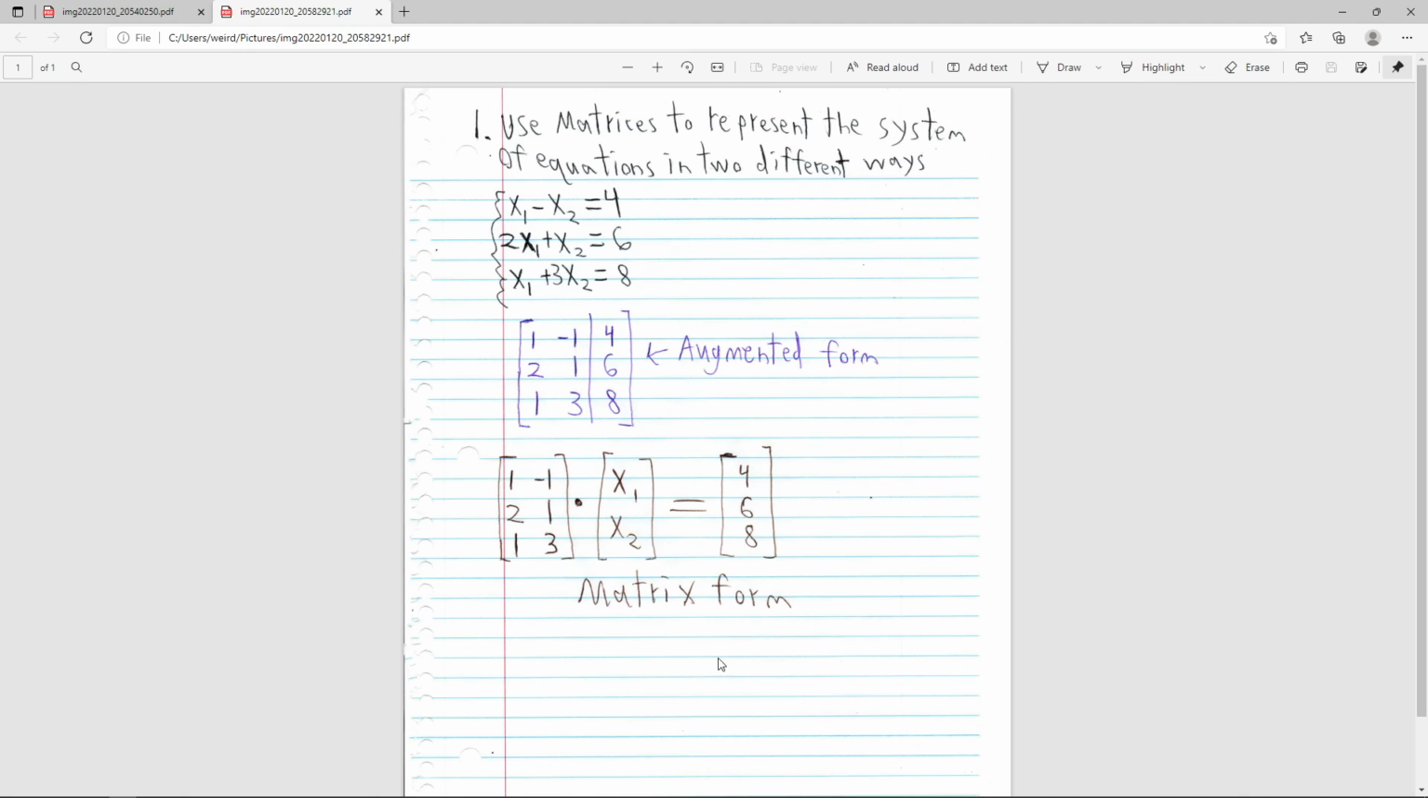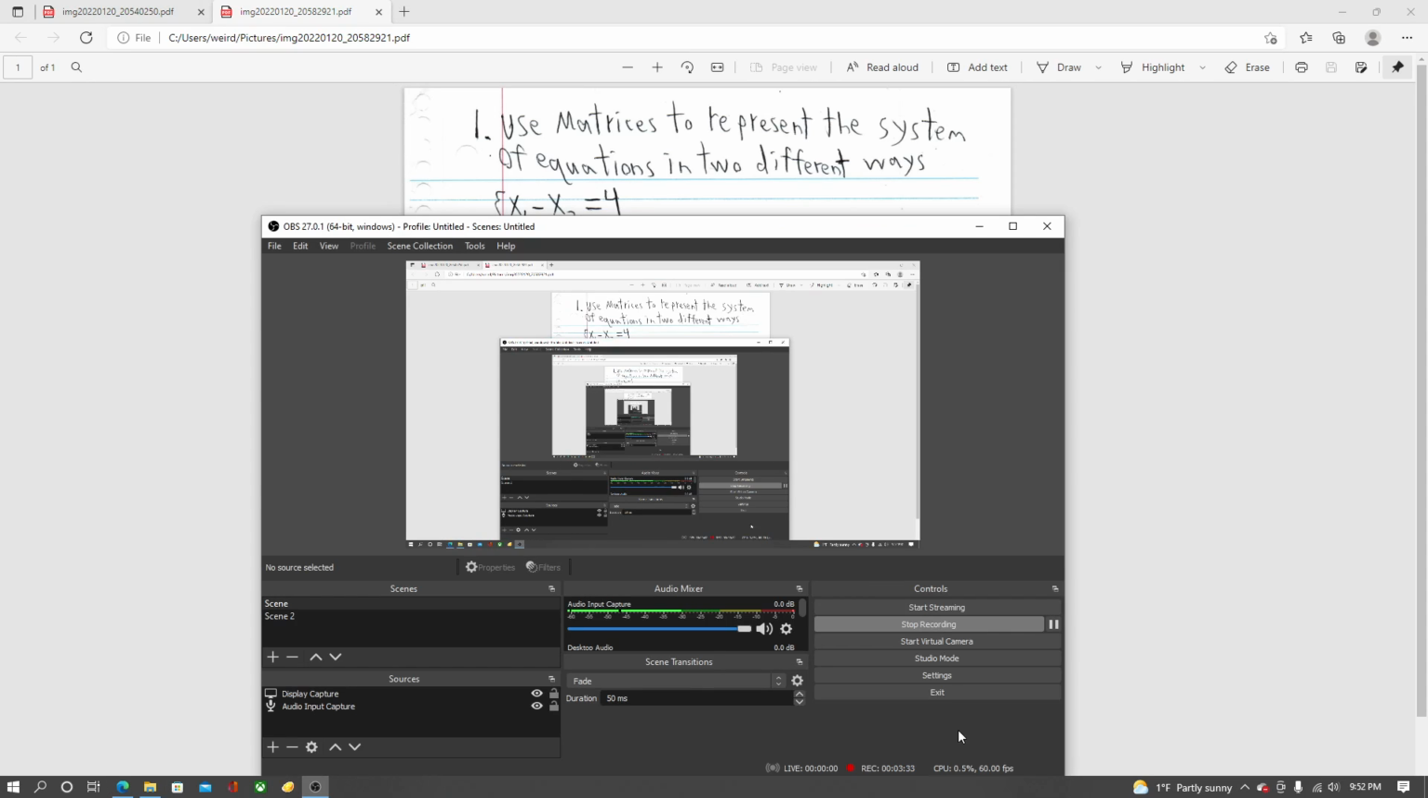That's the augmented form, and then you have the matrix form. So 1, -1, 2, 1, 1, 3 like this. Then you multiply by x1, x2, since there are 2 variables, and it's equal to 4, 6, 8. Here's 3 constants on the right hand side. A times x equals b. It's 3 rows, 2 columns, times 2 rows, 1 column, and you get 3 rows, 1 column. And those are the 2 forms of a system of linear equations, and that's all we're going to talk about on it. So, very short and to the point.